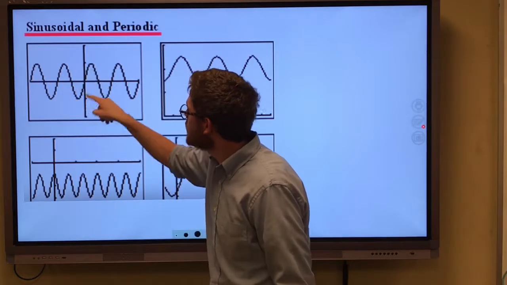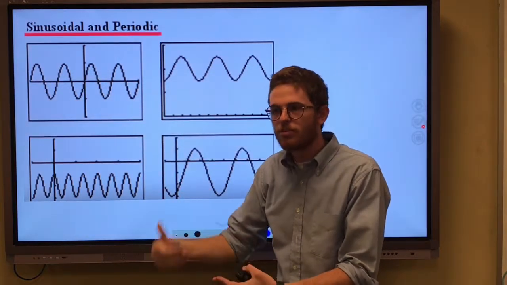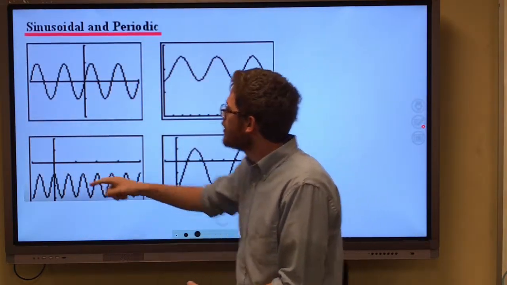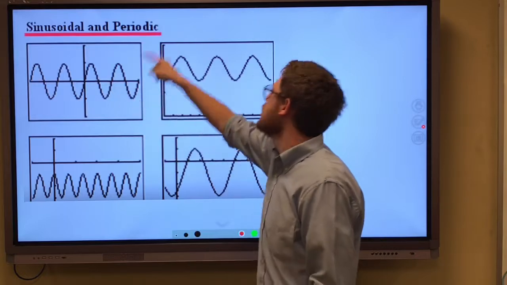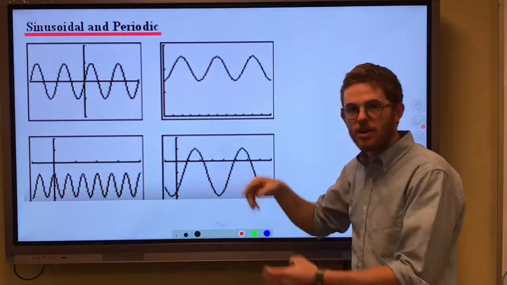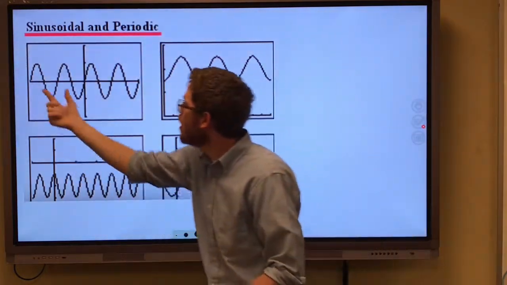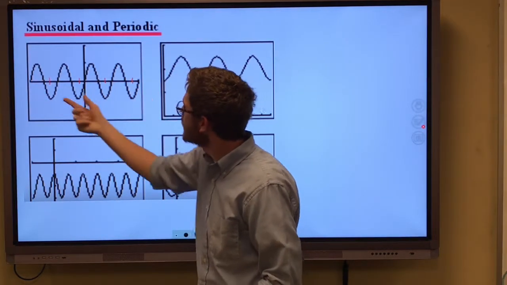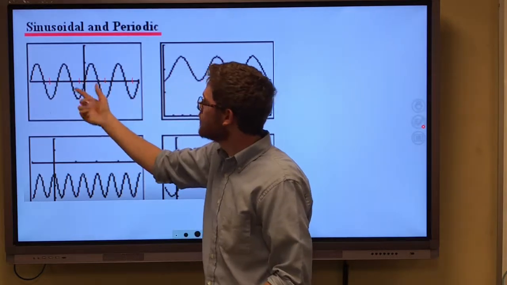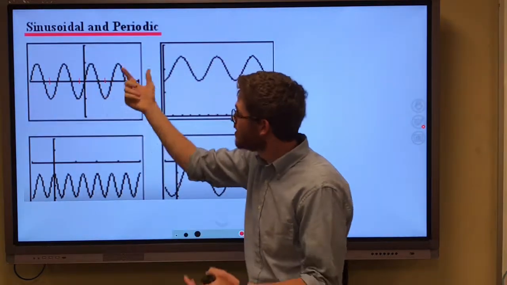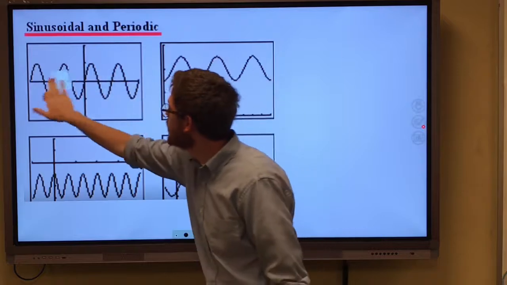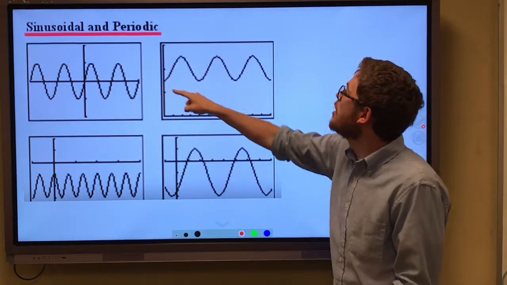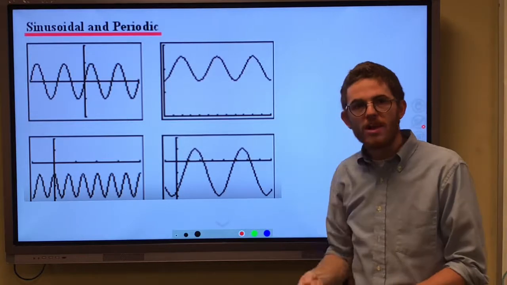It's repeating that same thing over and over and over again. That is periodic, and it's doing it at a regular interval. It's not doing this and then leveling out and then doing it again. It's constant at that same interval. It looks like it could fold over itself because it's the same thing over and over again. And the fact that it's sinusoidal means that it is a constant wave at the same time.